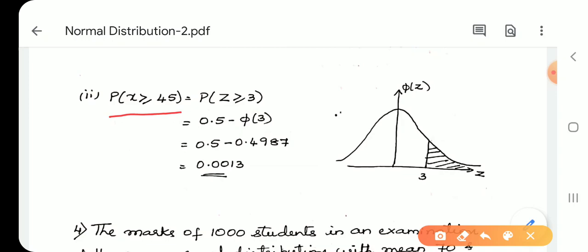The second question in this: P(X ≥ 45). When written in terms of Z, we get P(Z ≥ 3). If I draw the bell curve for this, we will get a figure like this. So we have to find the shaded portion.